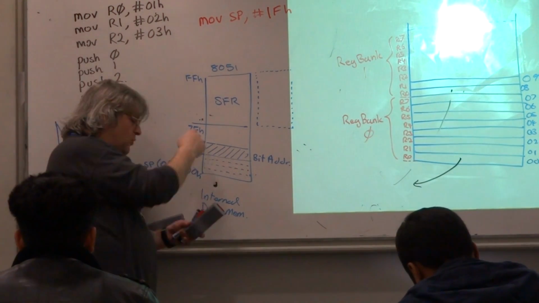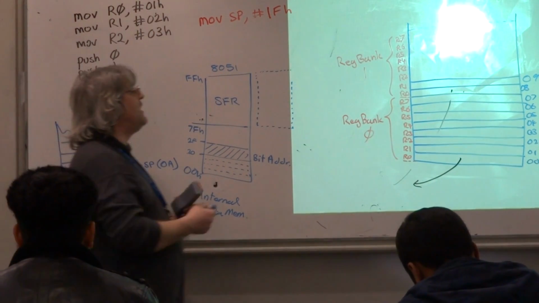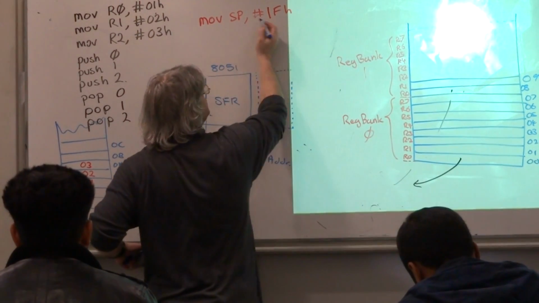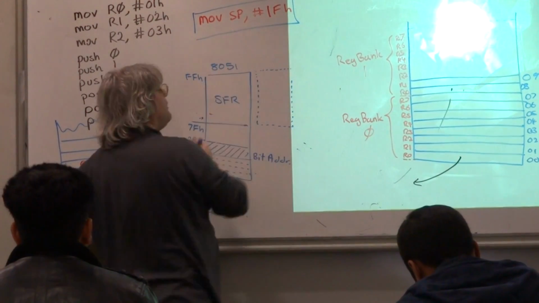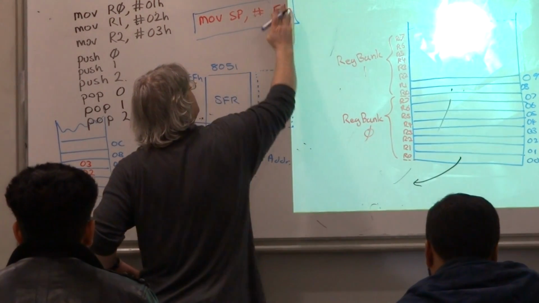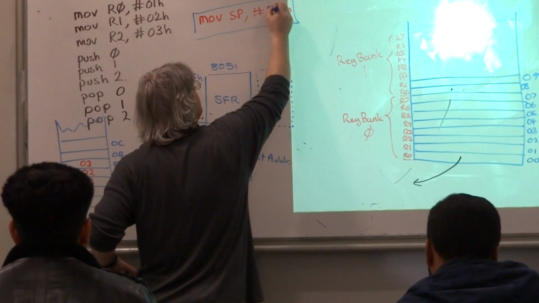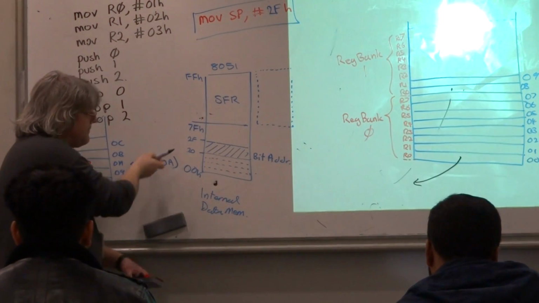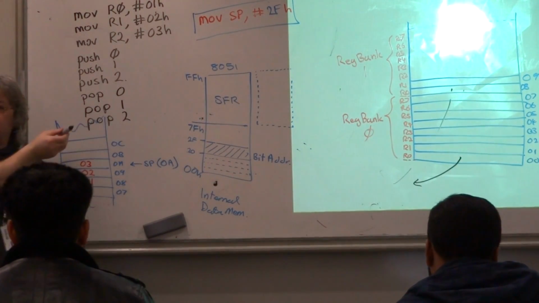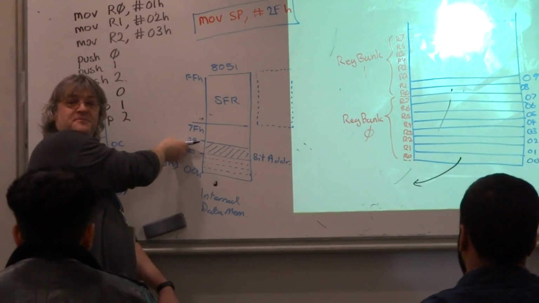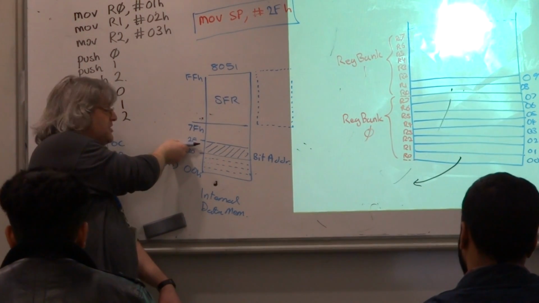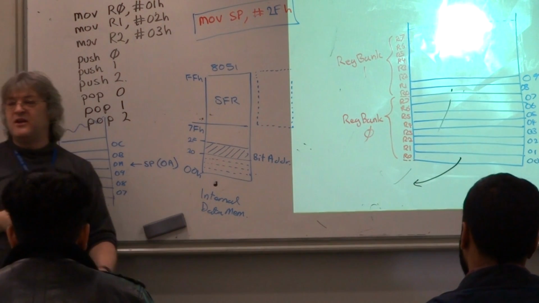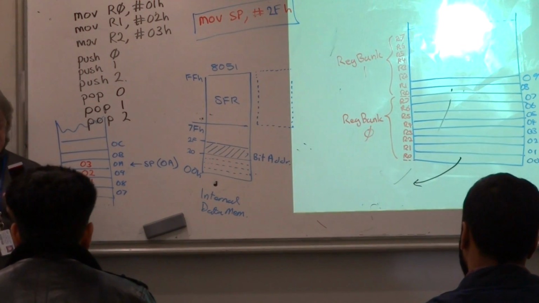And so it would be quite common to see a programmer write something like this one. Move into the stack pointer immediately 2F. 2F is actually the last byte address of the bit addressable memory. So the first value you would push would actually be above that, and it would be location 30 in the general purpose memory.